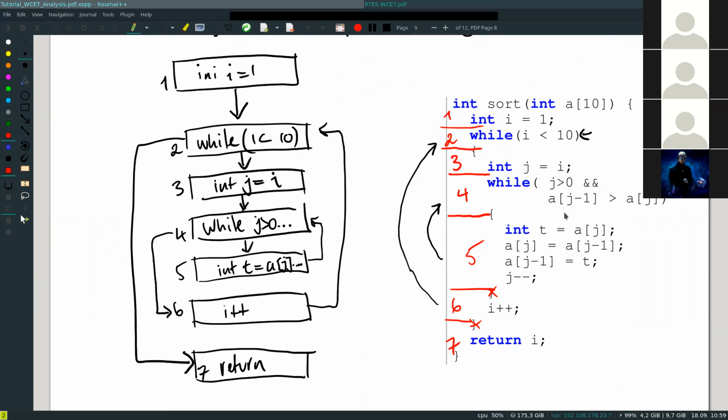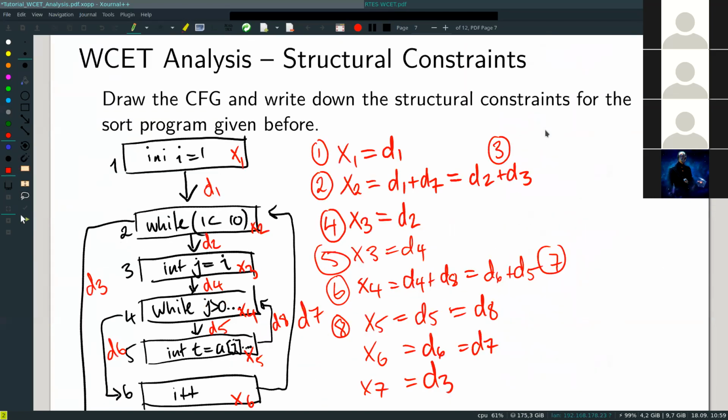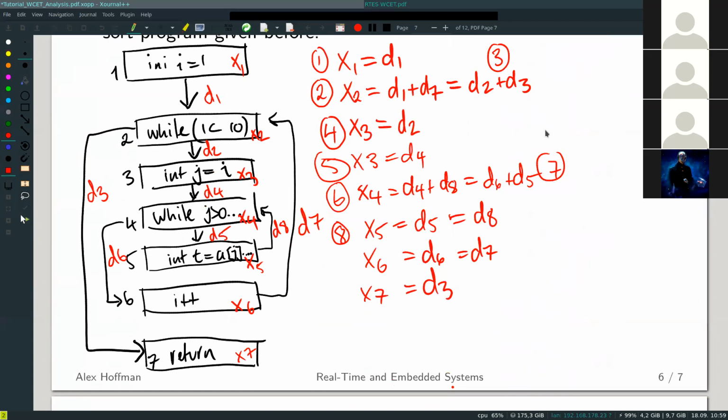So while j is greater than 0, i is less than 10, j equals i. I think this might be a bit too complex to derive. What about this one? w equals 0, x equals da, da, da, y is greater than z. No, I don't think we can either. But I don't think I'll ask you about these questions.